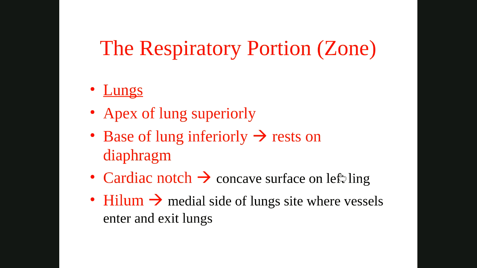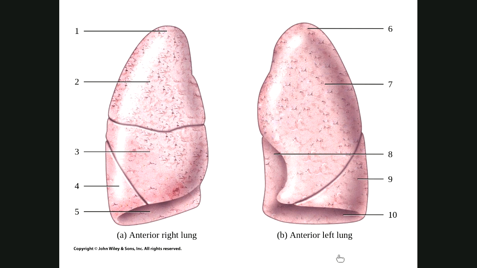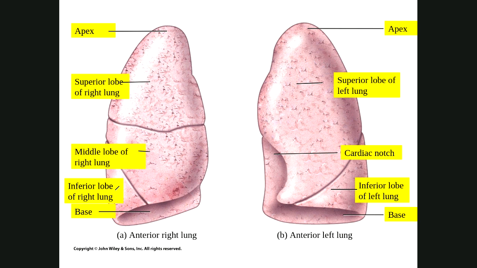You'll see that, and hilum. So let's look at the hilum. Okay, so cardiac notch, and then we'll talk about the hilum. You can't see it. So the right lung: superior, middle, inferior lobe. The left lung: superior and inferior lobe. Okay, very good. Cardiac notch right here. This is where the heart goes.